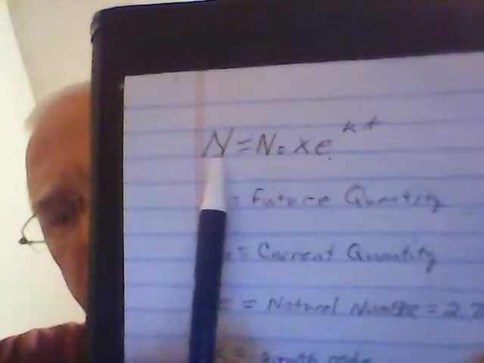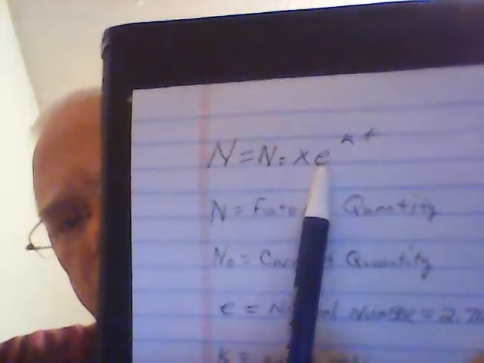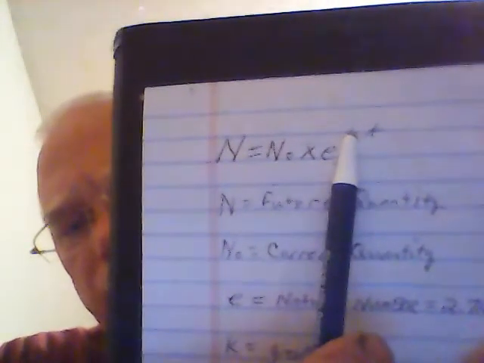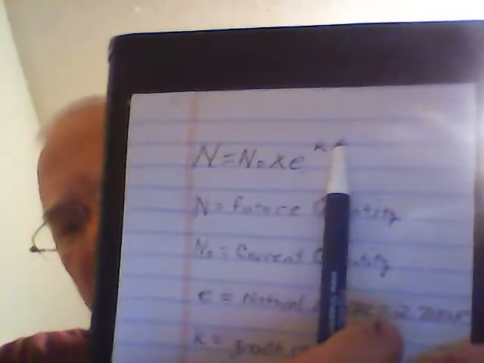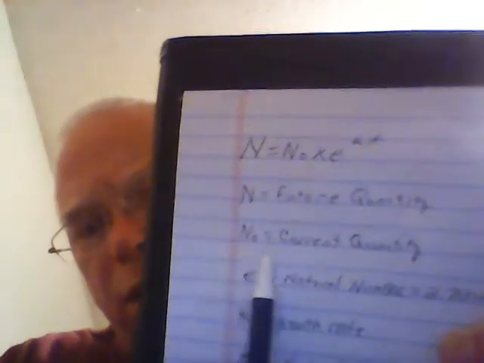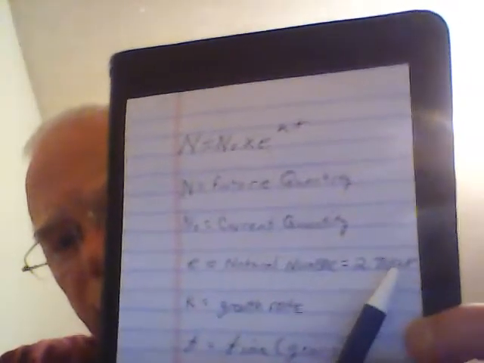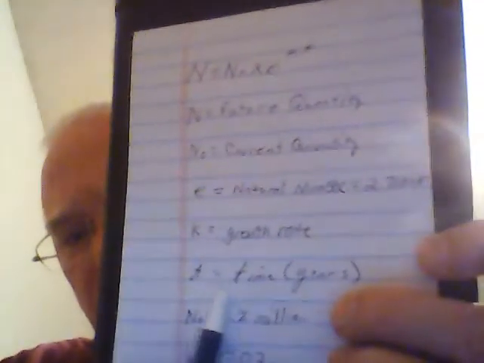So the future quantity is equal to the current quantity times the exponential growth with the growth rate and time. That's the way you say it in English. But it's N equals N sub 0 times the natural number e raised to the k times t. N is equal to the future quantity, N sub 0 is the current quantity, e is the natural number 2.71828, k is the growth rate, t is the time in years.